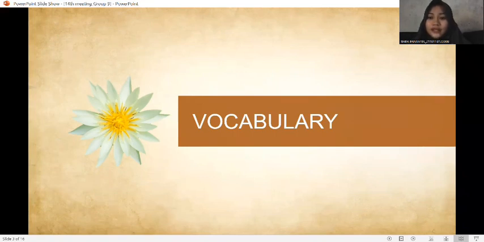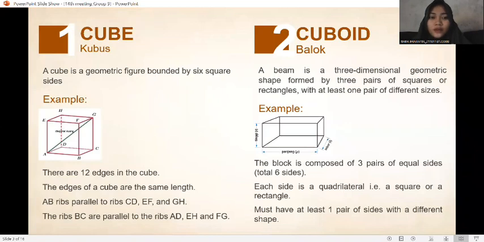Okay, the first material is vocabulary. Vocabulary 1 is cube. Cube in Indonesian is kubus. A cube is a geometric figure bounded by 6 square sides. The example is, from the picture here, we have a cube ABCDEFGH. We have information: there are 12 edges in the cube. The edges of a cube are the same length.